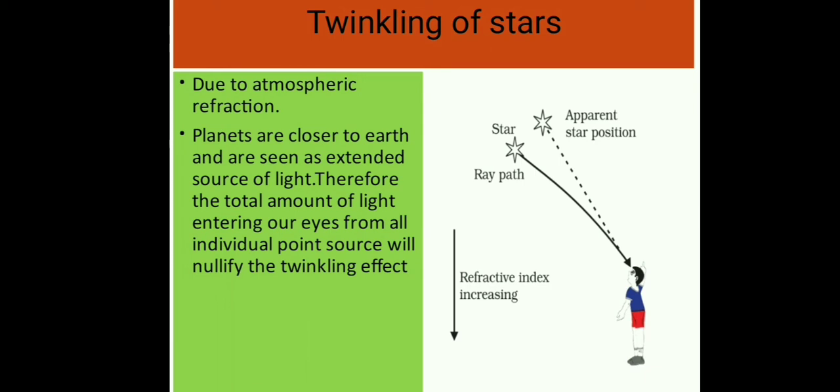Now one question arises: why planets do not twinkle? The answer is planets are closer to the earth and are seen as extended source of light, that is the collection of large number of point-sized source of light. Therefore, the total amount of light entering our eyes from all individual point sources will nullify the twinkling effect.